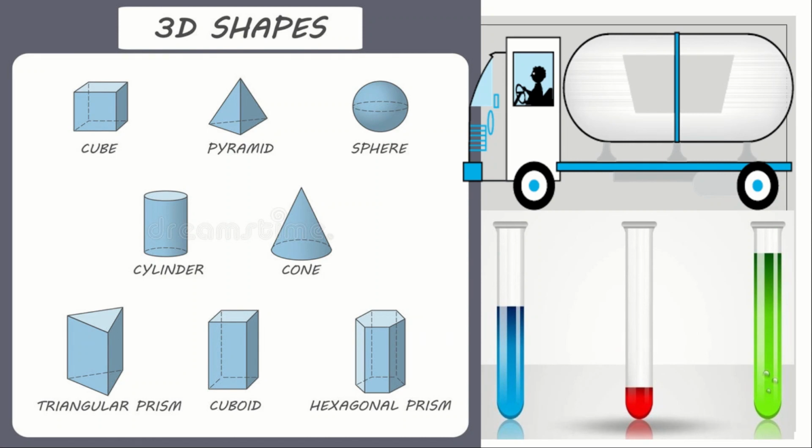You might be familiar with some of the solids like cuboid, cone, cylinder and sphere. In our day-to-day life, we come across a number of solids made up of a combination of two or more basic solids. You can see here cube, pyramid, sphere, cylinder, cone, triangular prism, cuboid and hexagonal prism and so on.